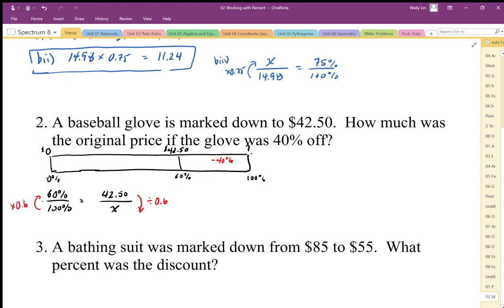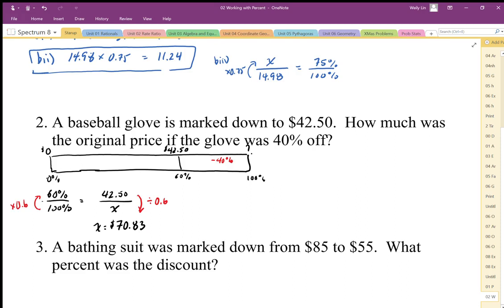It gives me $70.83. So X equals $70.83. Okay, so that represents the original price.